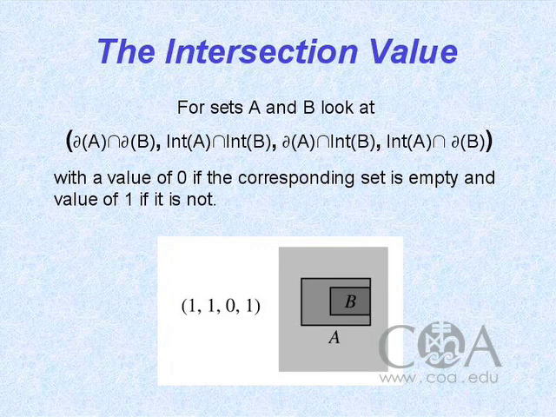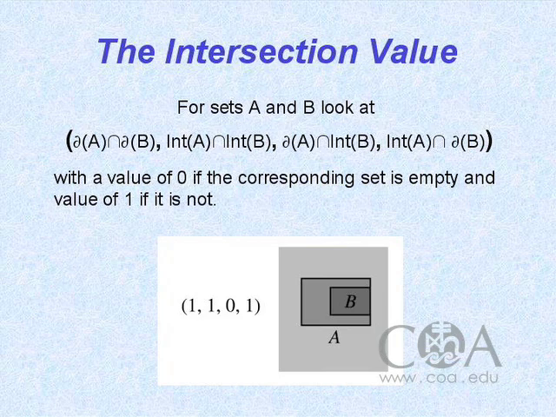So for two sets A and B, like in this example here, we're going to look at these four intersections. The boundary of A intersect the boundary of B. The interior of A intersect the interior of B. And then boundary A intersect interior B. Interior A intersect boundary B. And we're going to assign a 1 or a 0 to each of those, whether there's something in that intersection or not.